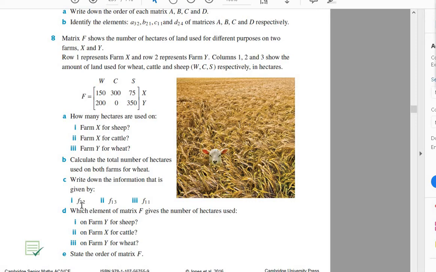Awesome. If I jump on to part C, can you tell me what is the information that's given by the element F22? Which is F22? Second row, second column. That's how you decipher. 0. So what does that represent in plain English? 0 hectares. So how do you interpret that into plain English? What information does it give you? So can you decipher that?